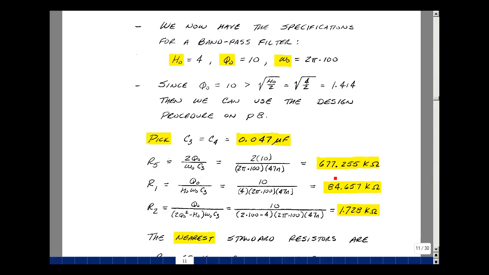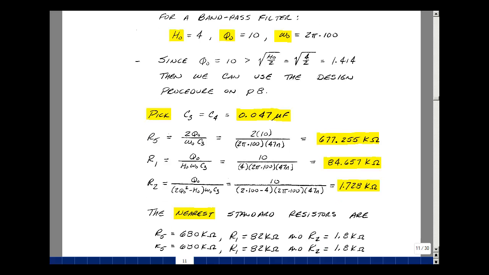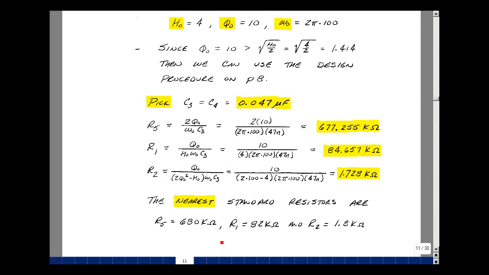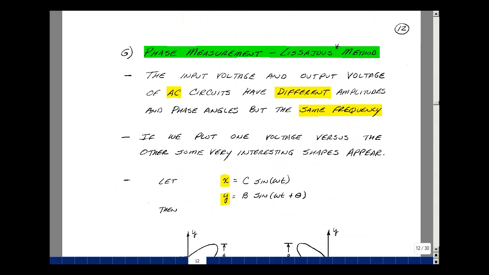And that's 677.255 K. R1 is going to be equal to 10 divided by H naught, which is 4, 2 pi times 100, and 47 nanofarads, and that's 84.657 K. And lastly, R2 is 10 divided by 2 times 10 squared minus 4 times 2 pi 100 times 47 nanofarads. That's 1.728 K. Now these are not standard resistor values, and the nearest standard resistor values are 680 K, 82 K, and 1.8 K.